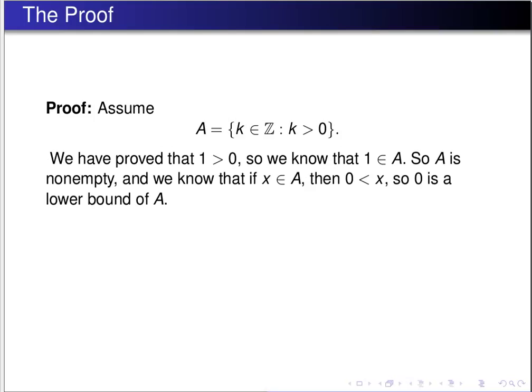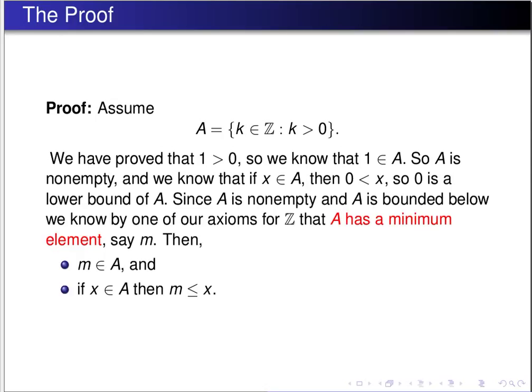And it's clear that 0 is a lower bound of that set. So if x is an element of A, then by definition 0 is less than x. Okay, so that makes 0 a lower bound of A. So what we have is a non-empty set of integers which is bounded below, and therefore we know it has a minimum. Okay, let's call that minimum element m. So we know m, the minimum, is an element of the set A, and we know that if x is any other element of the set A, then m is less than or equal to x.